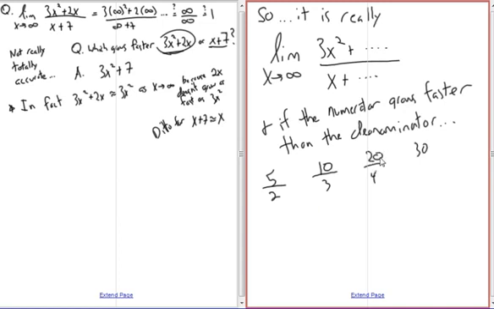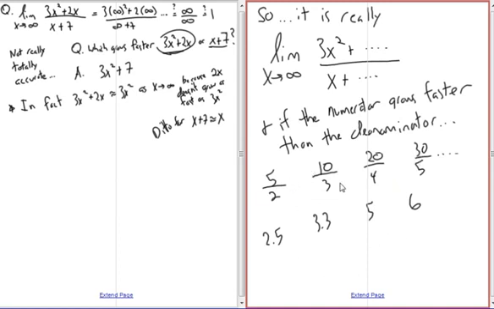Then 20 over 4, so you can see we're doubling here. The numerator is doubling, the denominator is just going up by 1. Then 30 over 5. So let's see what these ratios turn out to be. 5 halves is 2.5. 10 thirds is 3.3. 20 over 4 is 5. 30 over 5 is 6.